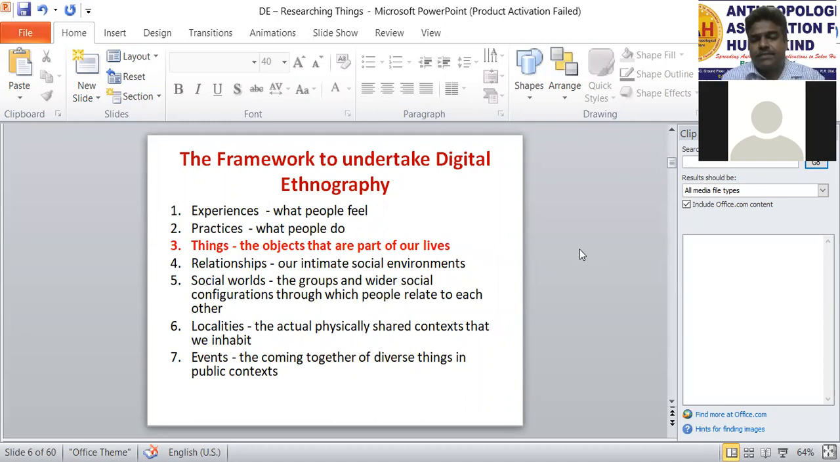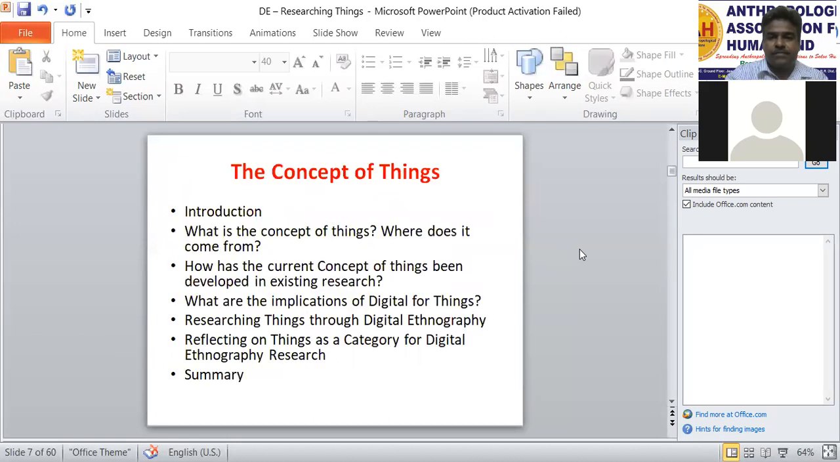Of these 7 concepts, the present webinar session will focus on researching things, the objects that are part of our lives. Under this, we will have an introduction: what is the concept of things, where does it come from, and how has the current concept of things been developed in existing research. We will also look at the implications of the digital for things, researching things through digital ethnography, and finally reflecting on things as a category for digital ethnographic research. At the end, the summary and conclusion.